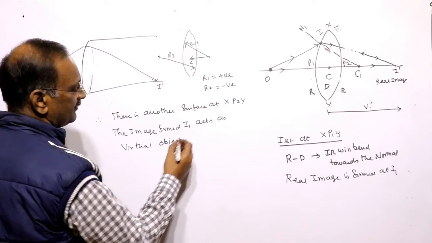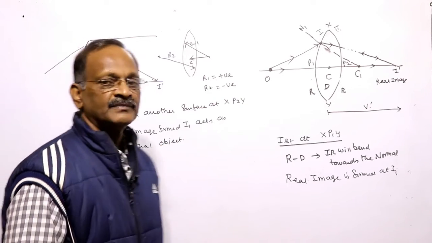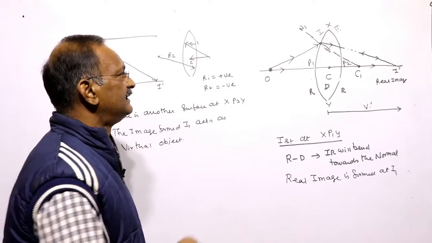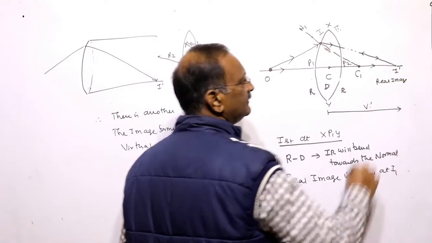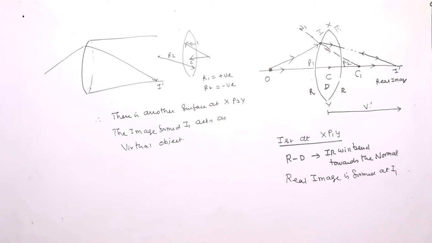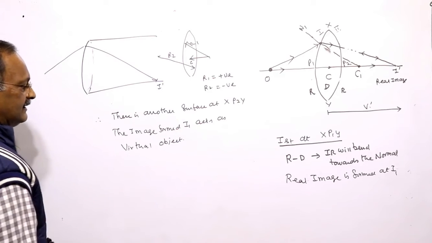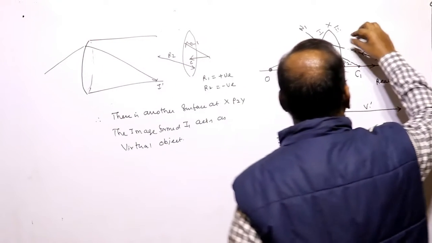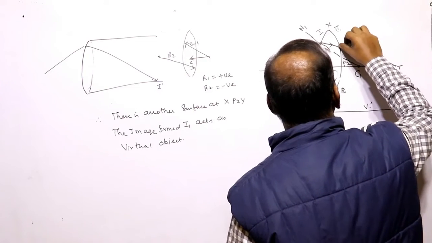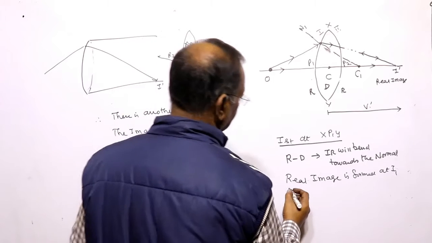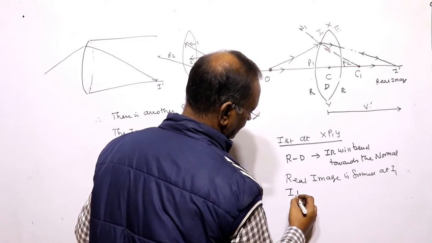You know the concept of virtual object. If the ray is diverging away, then it is a virtual object. When the ray is actually converging, then the image is formed as a real image. So this image acts as a virtual object. It means when the rays from the virtual object come here, after refraction, we have the refraction at the second surface.